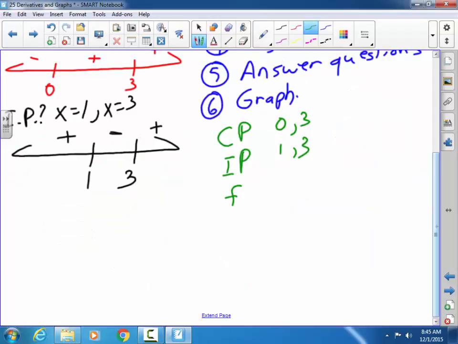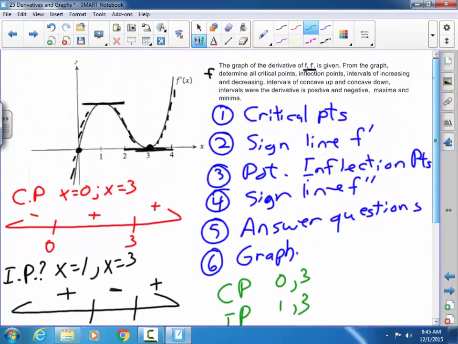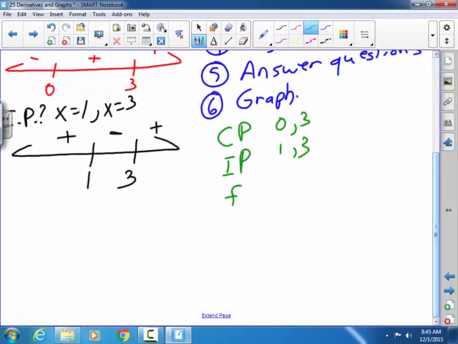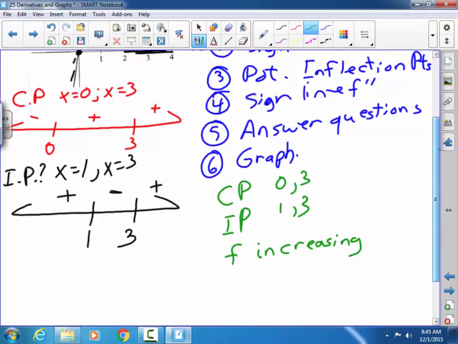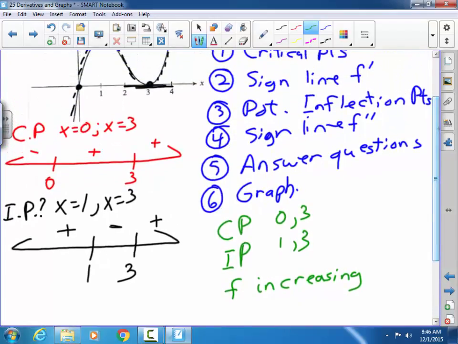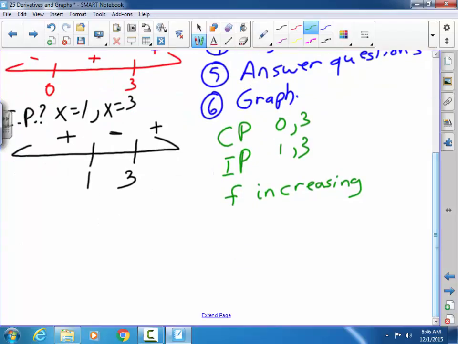What was the next question? Where is f increasing? What does it mean for f to be increasing? To be positive. What's positive? For the first derivative to be positive. You said 0 to infinity? And then where x does not equal 3. 0 to infinity and x is not equal to 3. That's one way to write it.